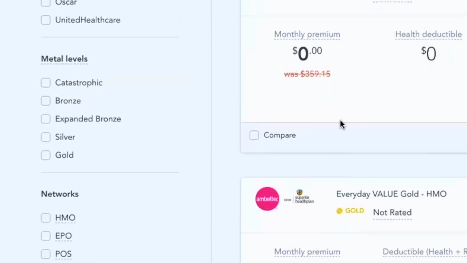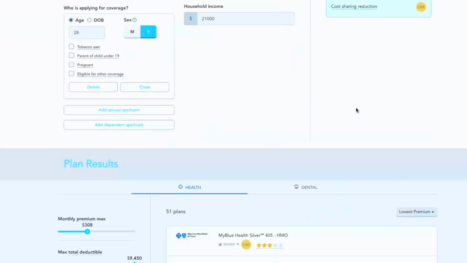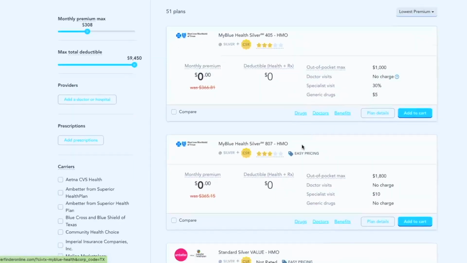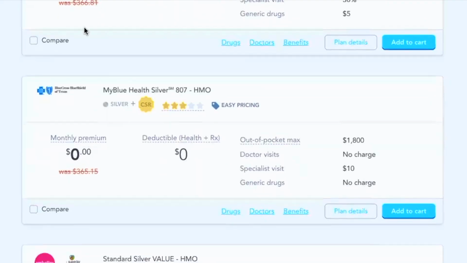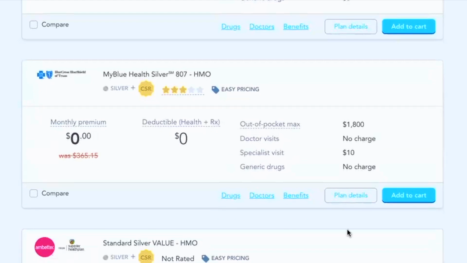So we're going to click on silver because we want to get that cost sharing reduction, okay? So here's a plan right here. I would probably recommend this particular plan: it's $0 a month, zero health deductible. The max out of pocket is only $1,800.